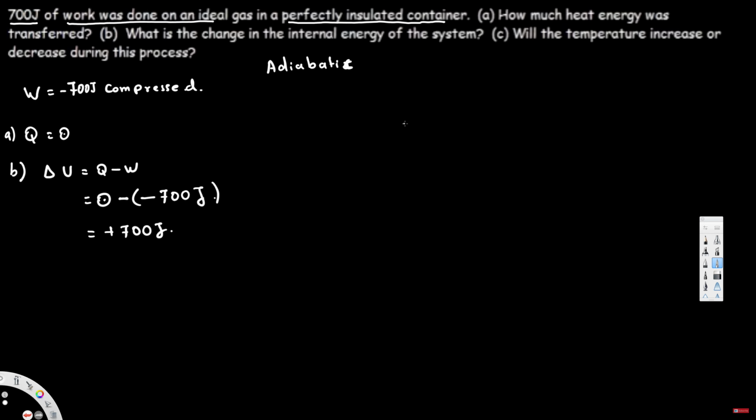The C part is asking, will the temperature increase or decrease during this process? To find the relationship between temperature and these quantities, we have the equation delta U is equal to n C_V delta T, right? From this you can see that delta U is directly proportional to delta T. If delta U is positive, it means delta U is increasing, right? If delta U increases, delta T also will increase. Therefore delta T is also positive. Therefore the temperature is increasing.